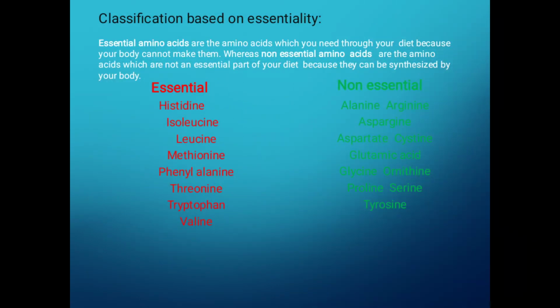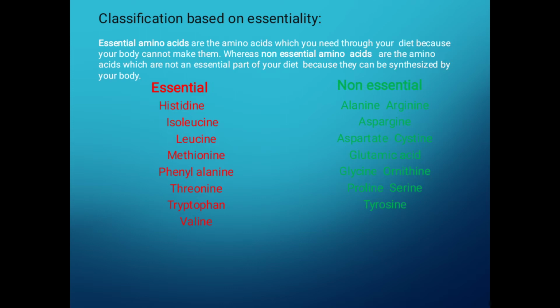Another classification is based on essentiality. Here it can be classified into two types: essential amino acids and non-essential amino acids. Essential amino acids are the amino acids which you need through your diet because your body cannot make them. That is essential amino acids.